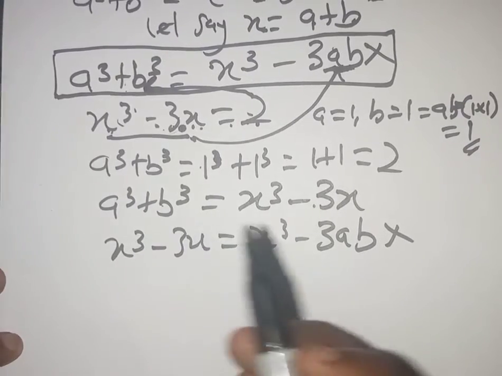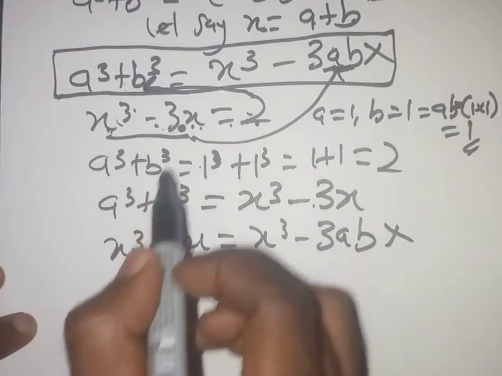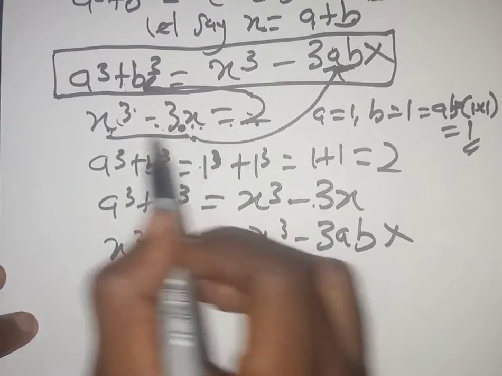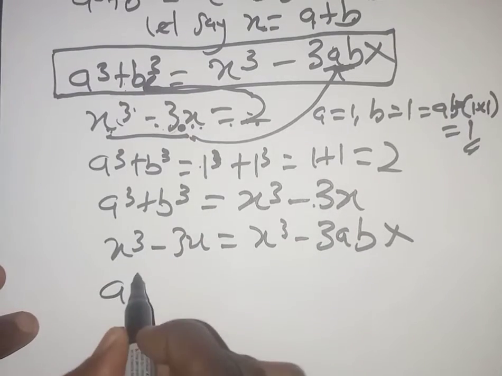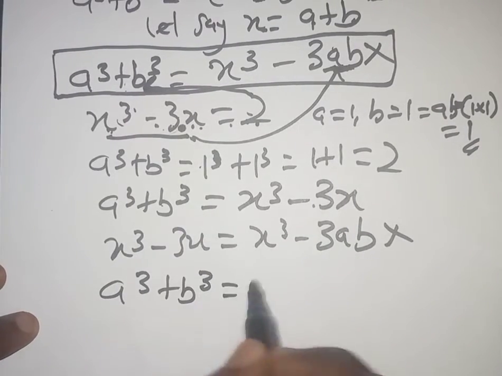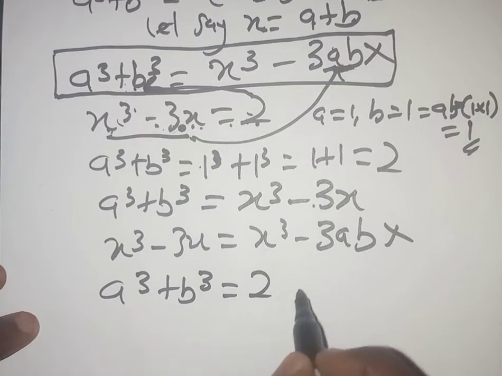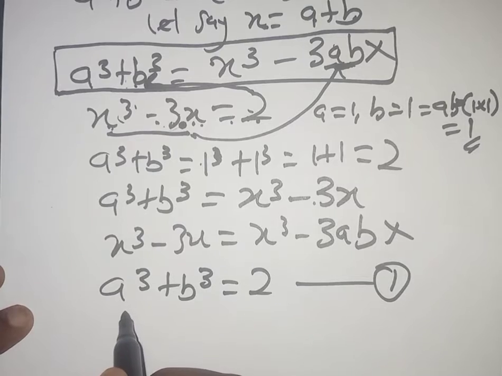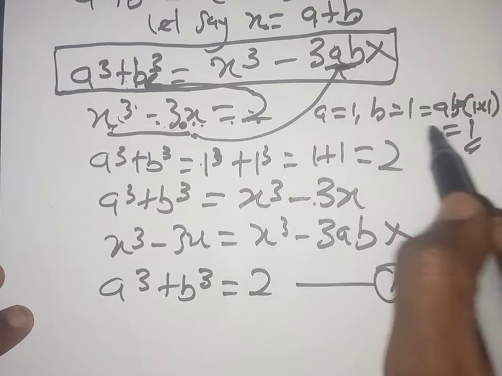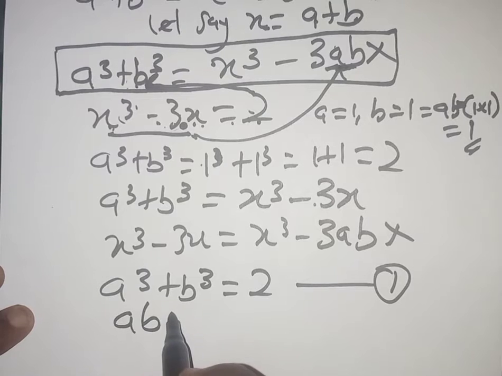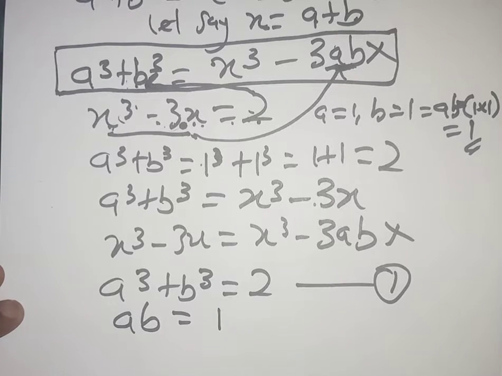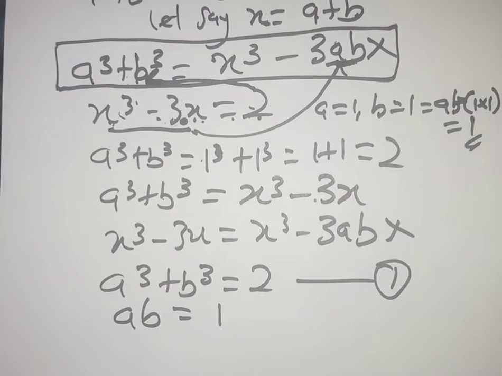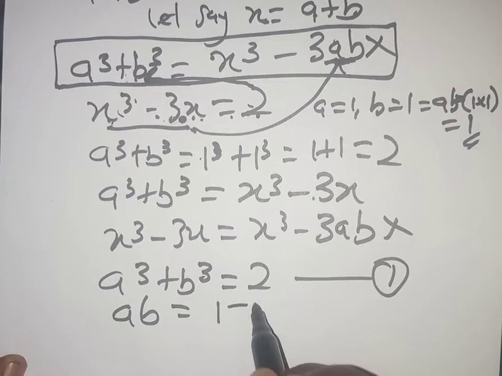So in this case, we are going to have two systems of equations. The first equation is basically: we had a cube plus b cube. We said that comparing this to that is equal to 2. Let's call this one equation 1. And then the ab that we also add here, say that ab is also equal to 1 in this case. We can call this one equation 2.